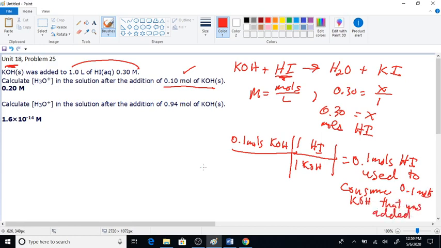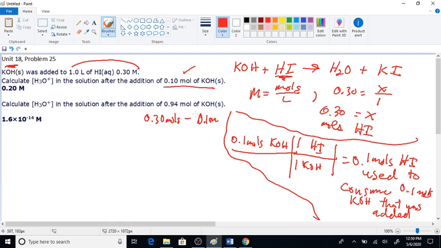Okay, so what is left? So what is the excess amount? Well, what did we start with? We started with 0.3 moles of HI. We used 0.1 moles. So how much is left? 0.2 moles of HI, that's important, left.